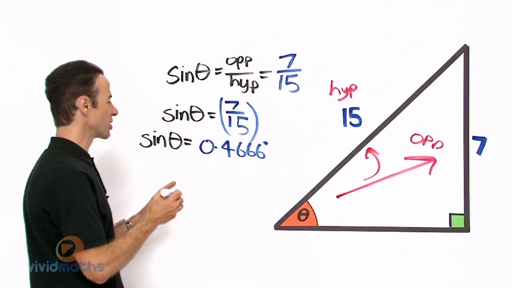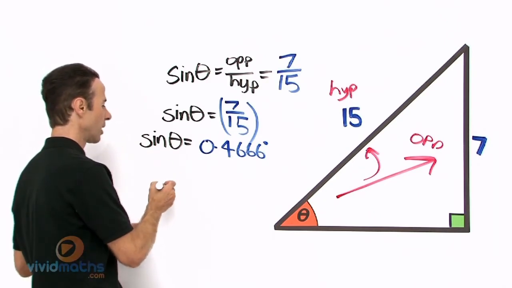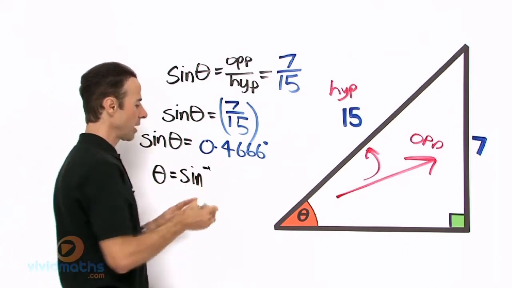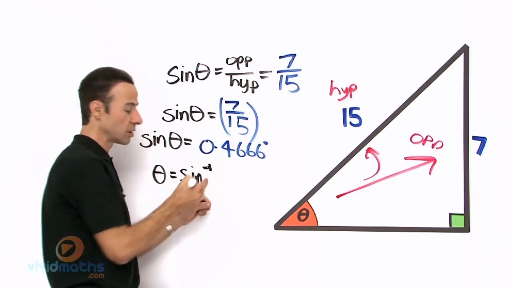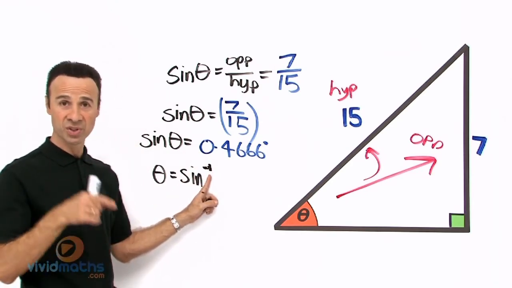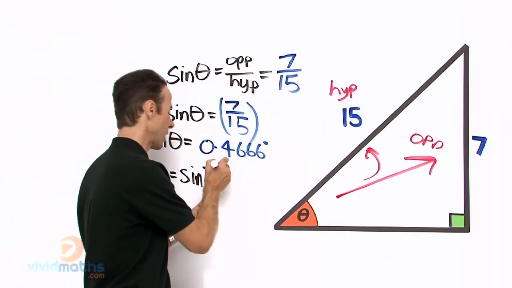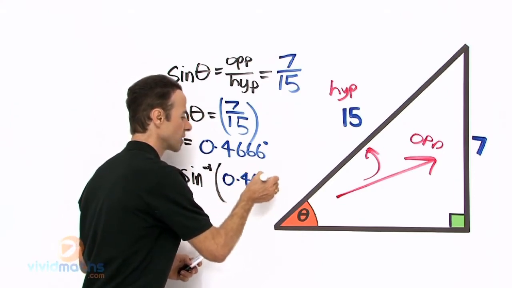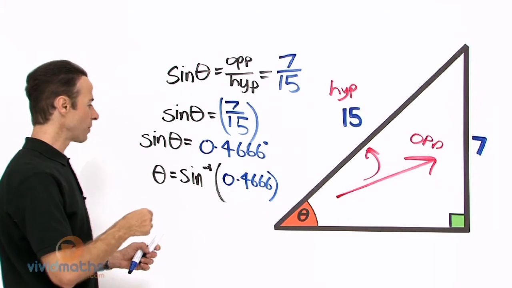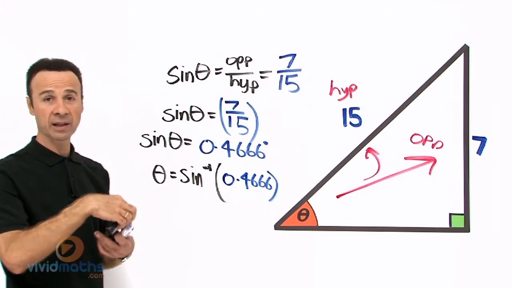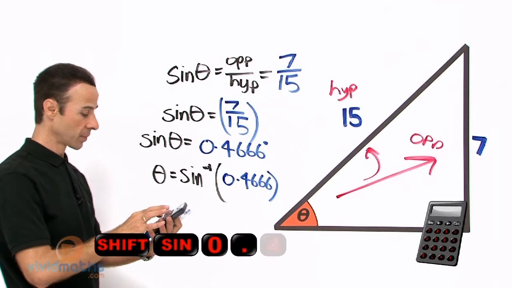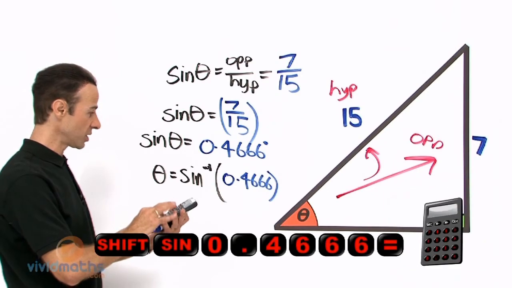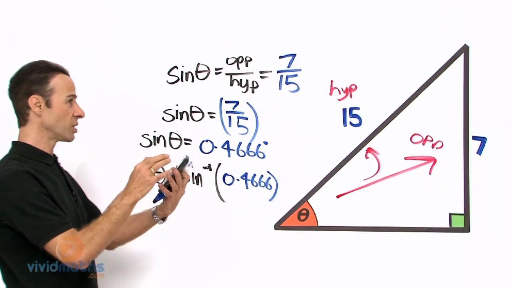So we've got that. Now, let's do this. Since sine theta equals that, we've got a second function in it. So then we go theta equals sine, with a little power of minus 1. See that minus 1? It's a little minus 1 there. That means shift or inverse or second function, whatever you have on your calculator. Then in brackets, we put this decimal in there, 0.4666. And then we press the button, so we go shift, or second function, and we write down 0.466, and we come up with the answer, which is 27.